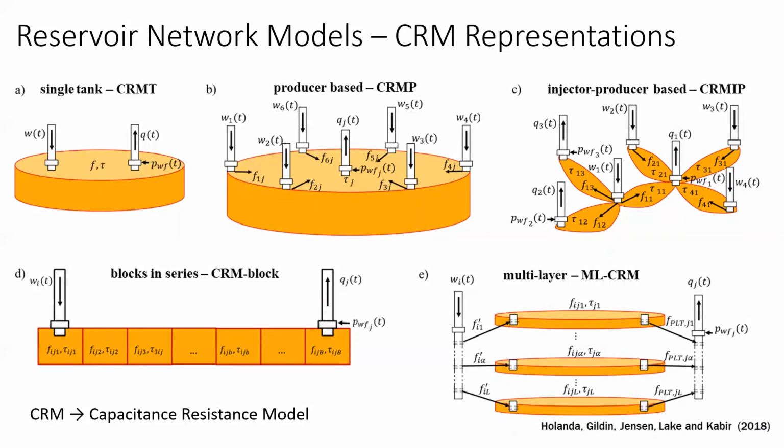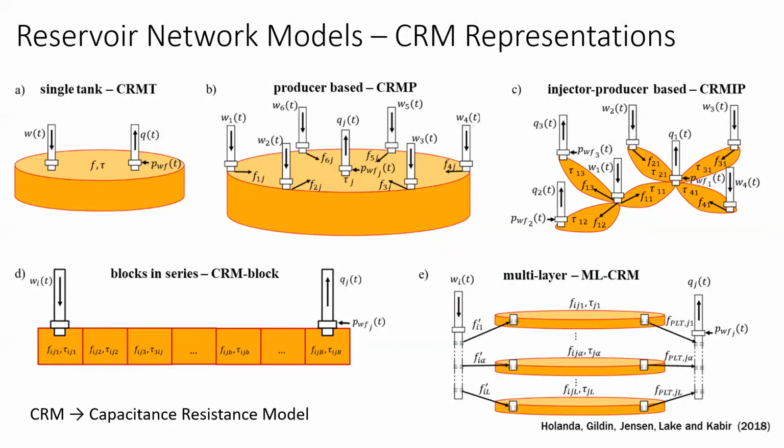As you can see here in this figure, there are multiple types of representations for capacitance resistance models. For example, the simplest one is the single tank representation, where the reservoir is described through a single material balance equation, and we have a single pseudo injector that sums up all of the injection rates and a single pseudo producer that sums up all of the production rates.